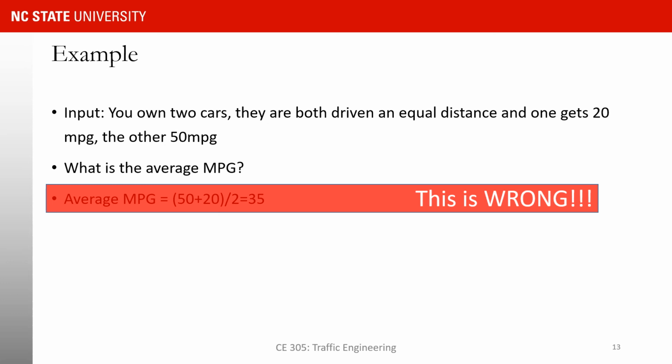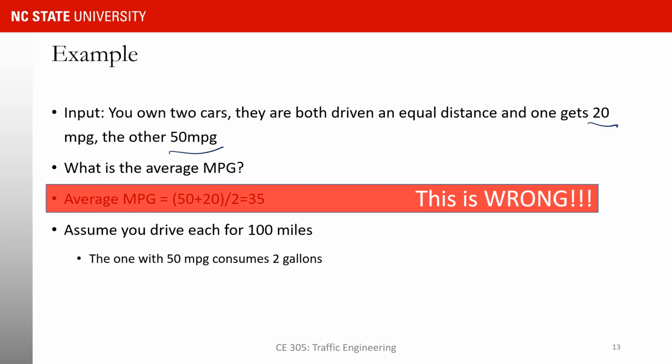The definition of mpg is how many miles you can drive per gallon, right? So if you want to find the average mpg of these two cars, you need to find out, for 1 gallon of gas, how many miles we can go with the average of these two cars, right? So let's assume that we drive each of these 100 miles. Okay, I want to find out how many gallons I use for car number 1, how many gallons for car number 2.